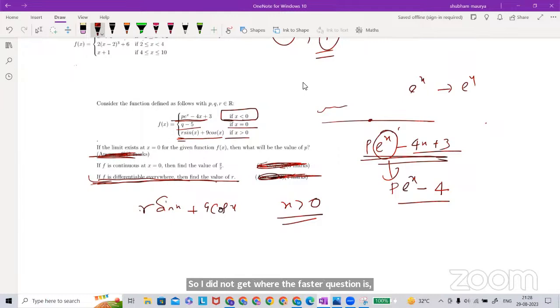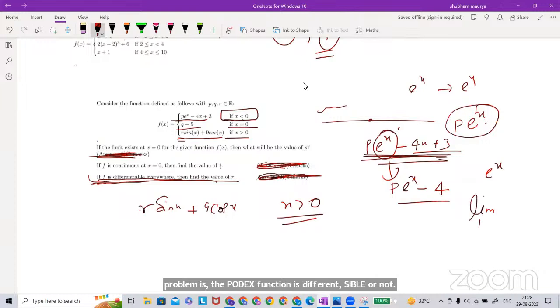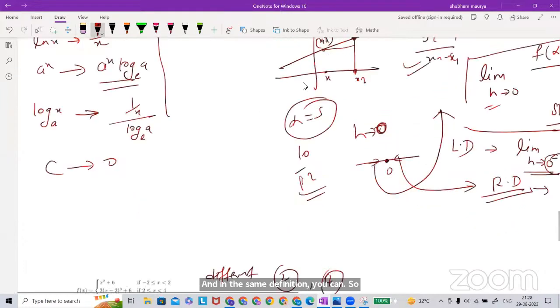This one? You're saying why this is? Yes, sir. p to the power x minus 4x plus 3. So p time e power x, is this differentiable? So the problem is whether the e power x function is differentiable or not. That means you have to check with the limit, h goes to 0, e power x plus h minus e power x upon h. That means the same definition you can use. So actually e power x is a differentiable function. Either by this way, I just now wrote because the derivative of e power x is this one.